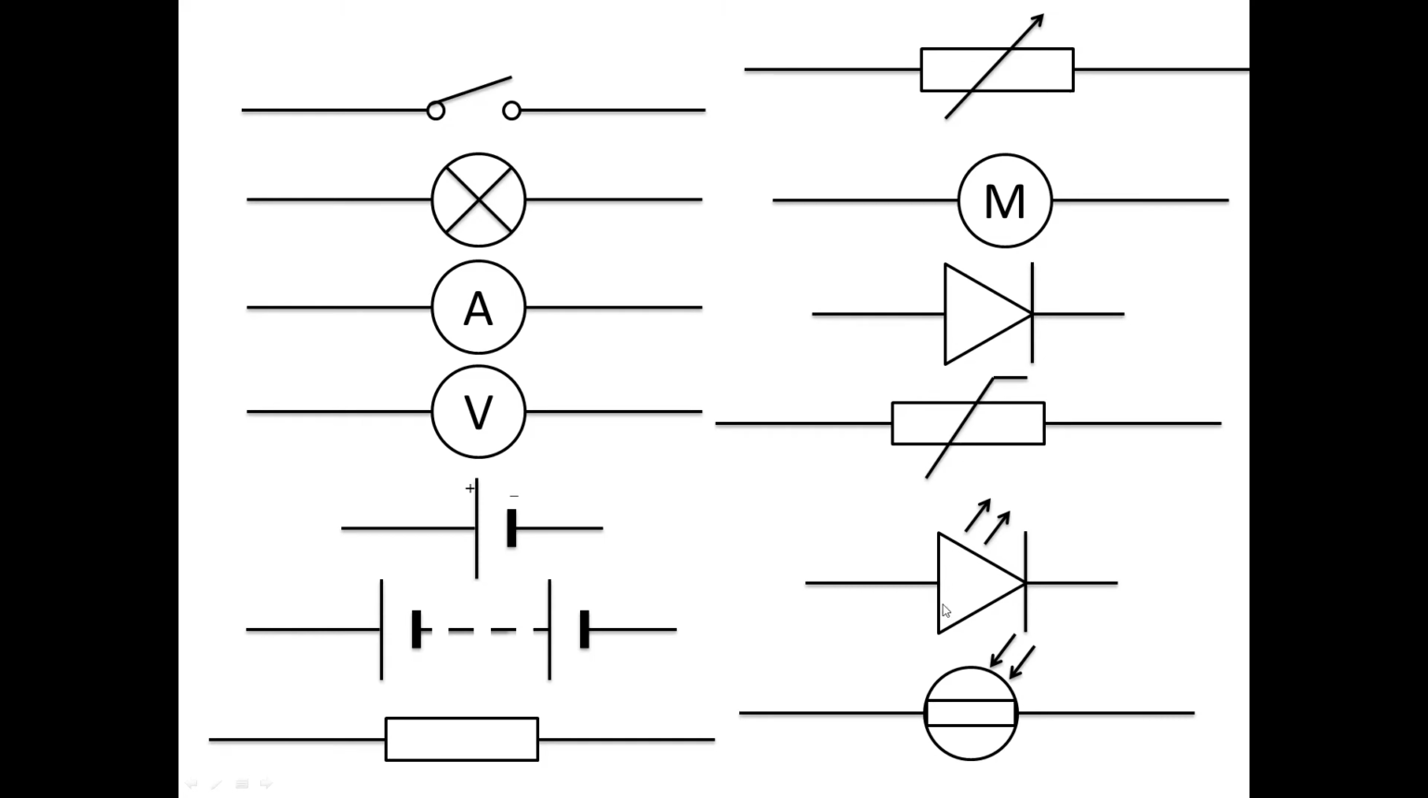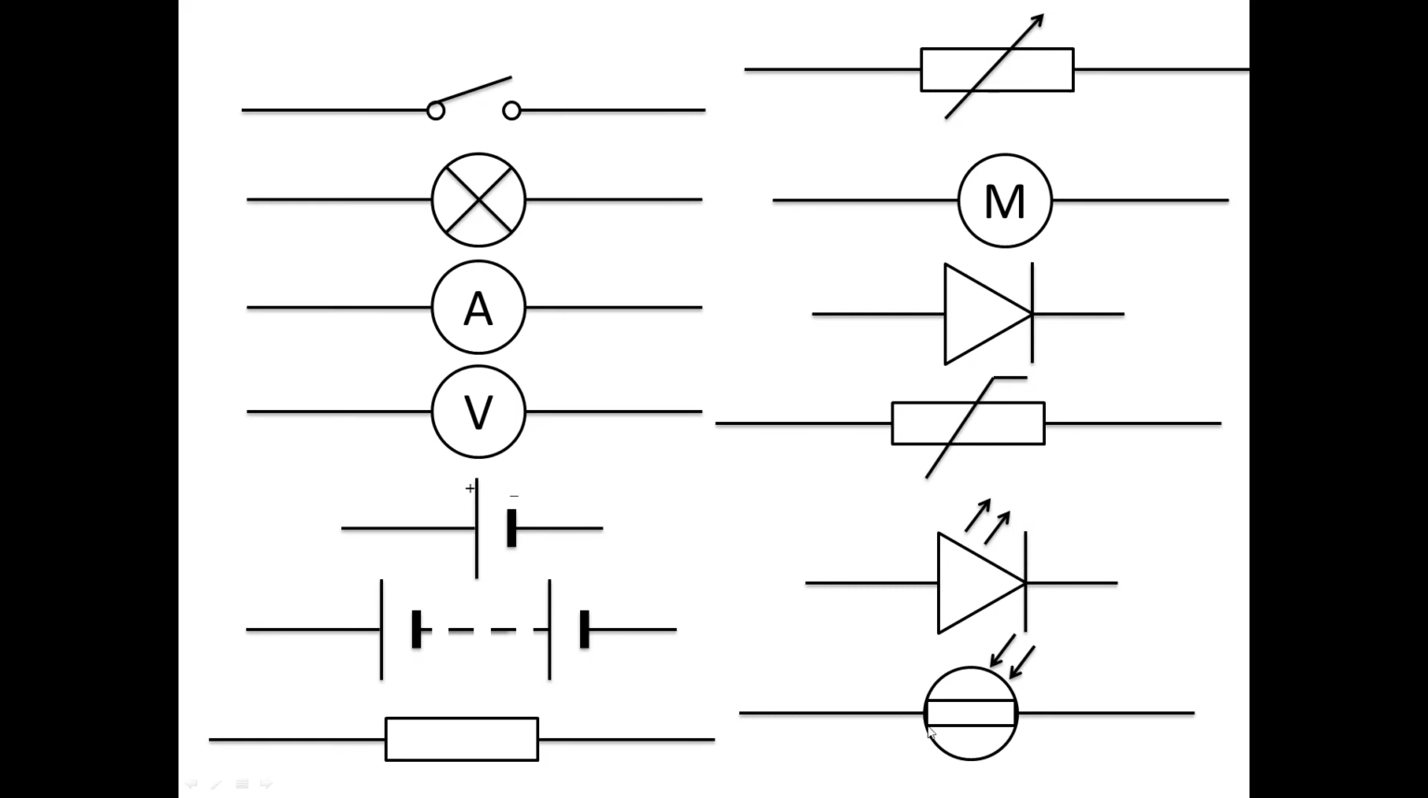This symbol's got the diode shape in it again, so you know it is a form of diode. It is emitting light. These arrows represent light. It is a light emitting diode, or an LED, which you should know about. Probably lots of your electronics have got LEDs on them, but this is the circuit symbol for an LED.